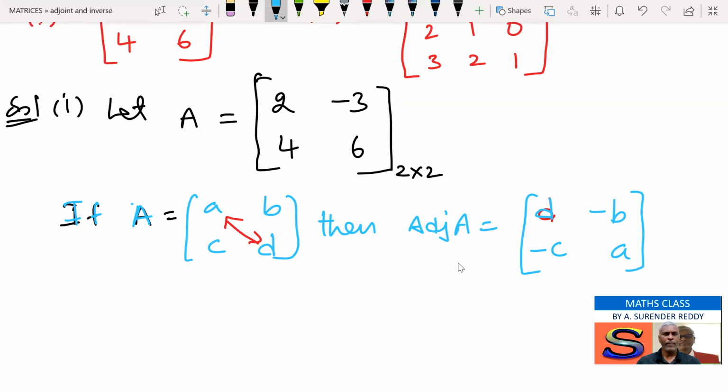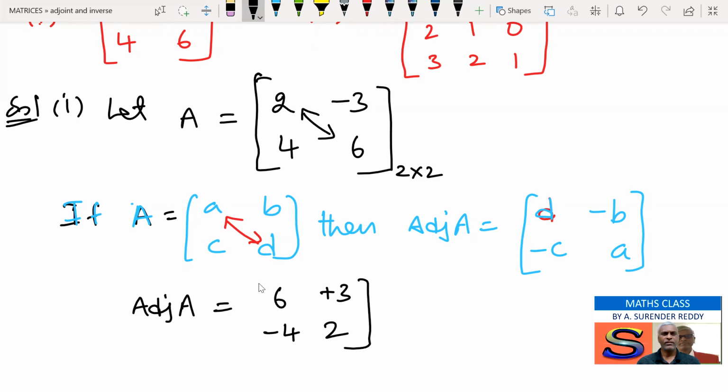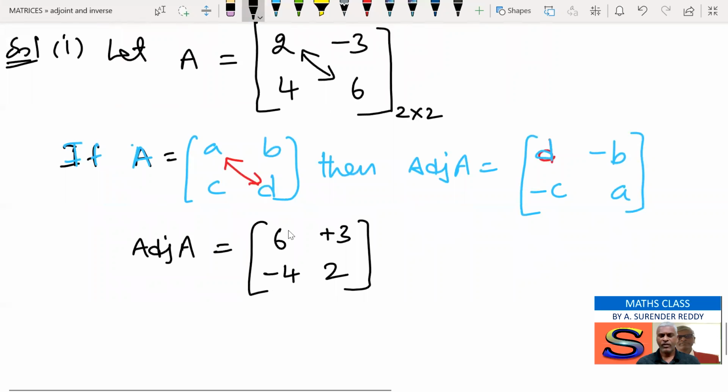Very simple. Therefore here adjoint A is equal to, interchange this 2, 6 and 2, and change the sign, minus 3 becomes plus 3, this is minus 4. So this is adjoint A. Very simple. Now let us find inverse.